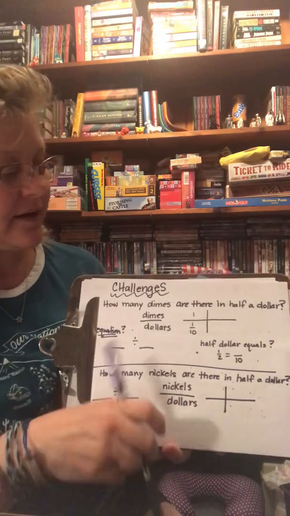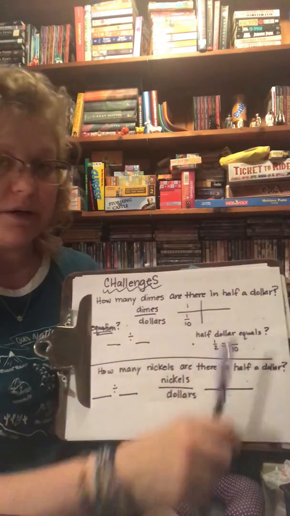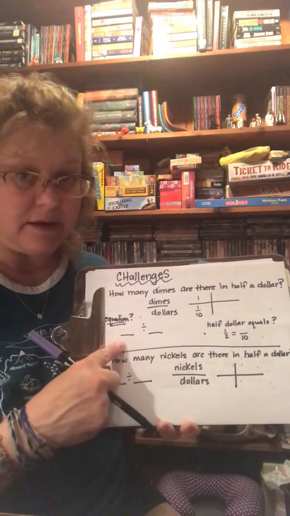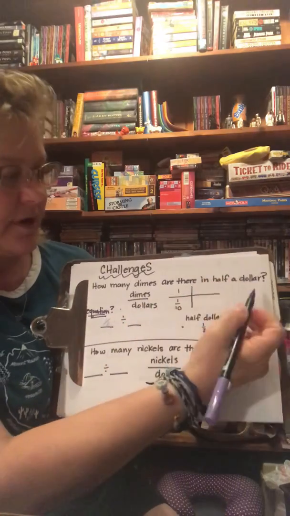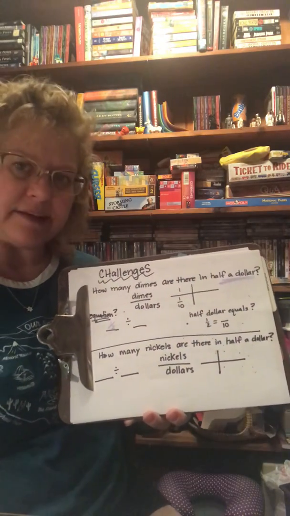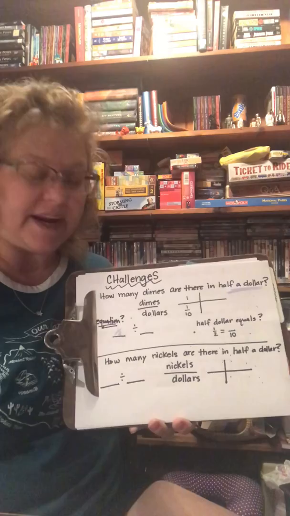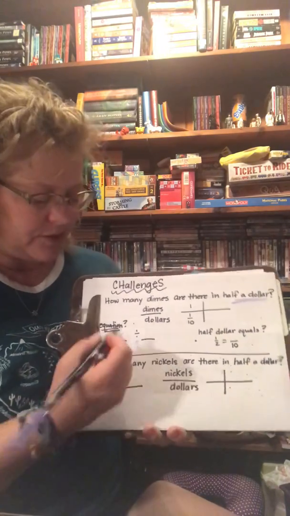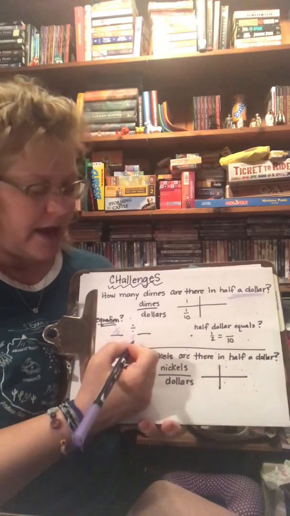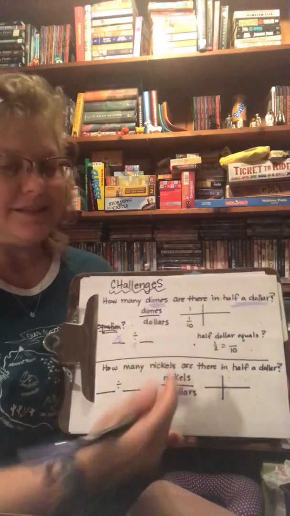Our answer got bigger. All right, I have one more paper for you, and it's the challenges. See if we can do this one together. How many dimes are there in half of a dollar? Now, I didn't write the equation yet because I want to do this together. I know that I take 1/2, because I seem to always start with that last one, right? That's the one I want to break down. And remember, I'm using the word division here to mean break down.